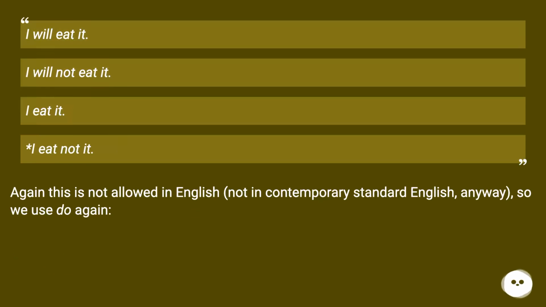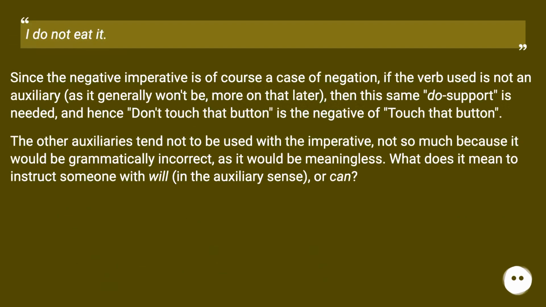Similarly with negation. I will eat it. I will not eat it. I eat it. I eat not it. Again, this is not allowed in English, not in contemporary standard English, anyway, so we use do again. I do not eat it. Since the negative imperative is of course a case of negation, if the verb used is not an auxiliary, as it generally won't be, then this same do support is needed, and hence don't touch that button is the negative of touch that button.